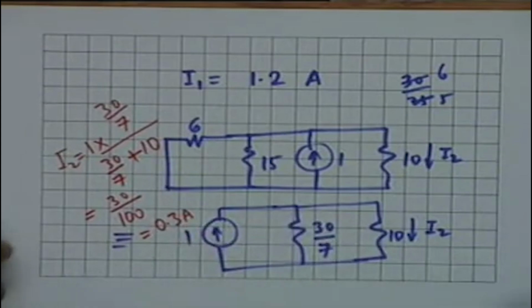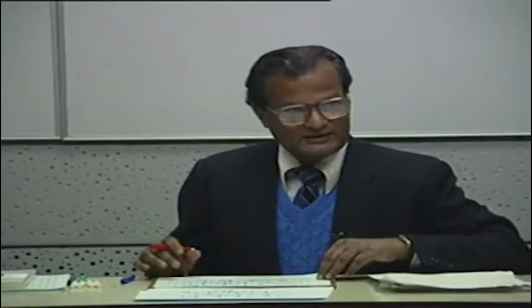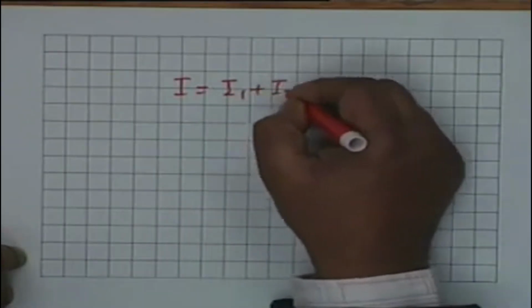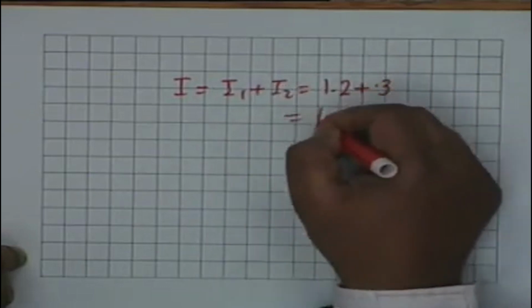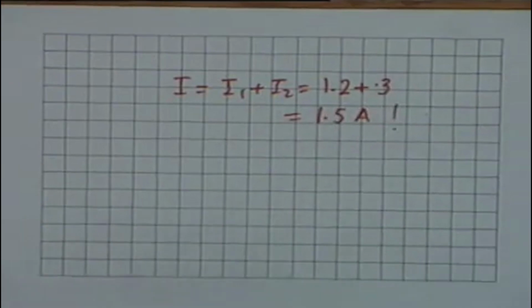And therefore by superposition, if you have found them independently, simply add them up. In other words, the required current I shall be equal to I1 plus I2, equal to 1.2 plus 0.3, equals 1.5 ampere, the result which we are getting again and again.